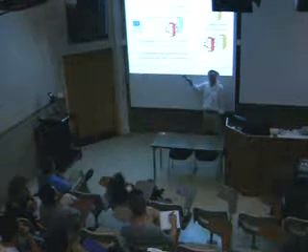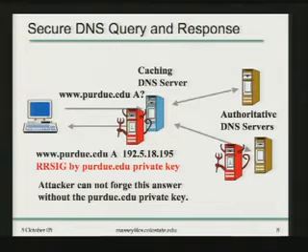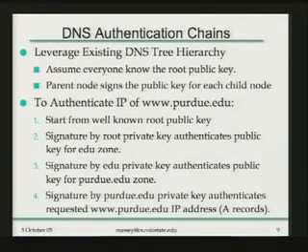Basic public key crypto. So what's missing from this scheme? Key distribution, right? I mean, public keys. I somehow had to have the Purdue EDU key to authenticate the record. Okay, maybe I'm configured with that. But how many DNS zones do I visit?